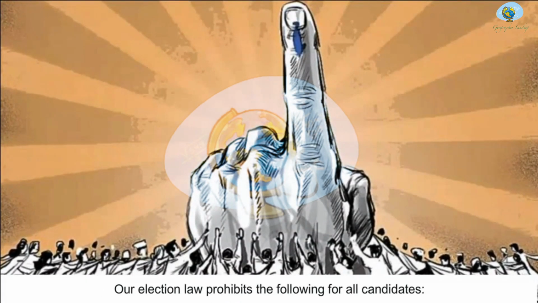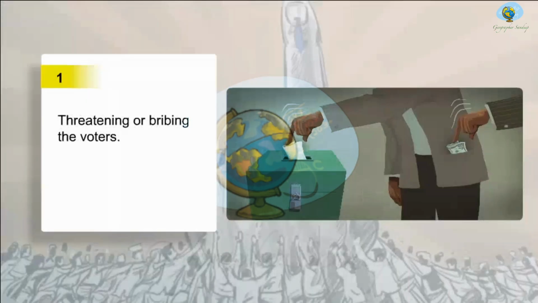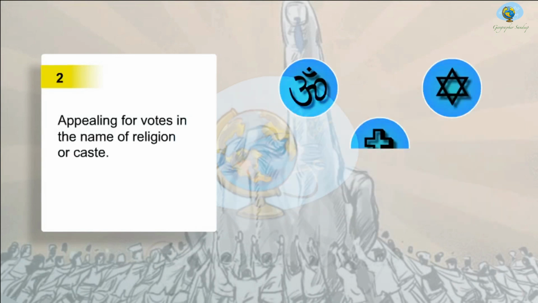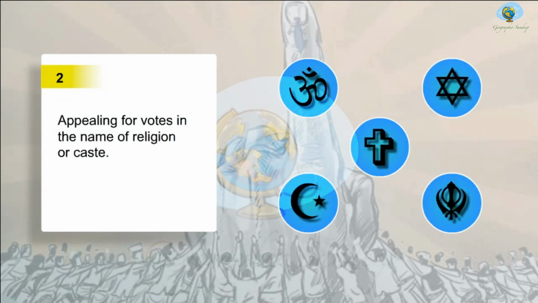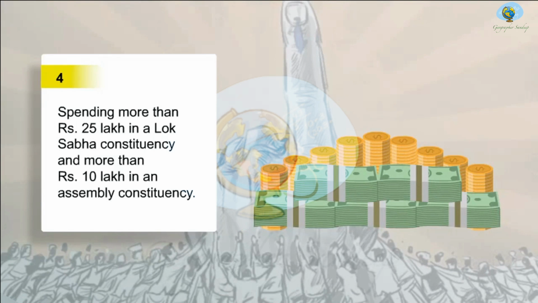Our election law prohibits the following for all candidates: threatening or bribing the voters, appealing for votes in the name of religion or caste, using government resources in election campaign, spending more than 25 lakhs in a Lok Sabha constituency and more than 10 lakh in an assembly constituency.